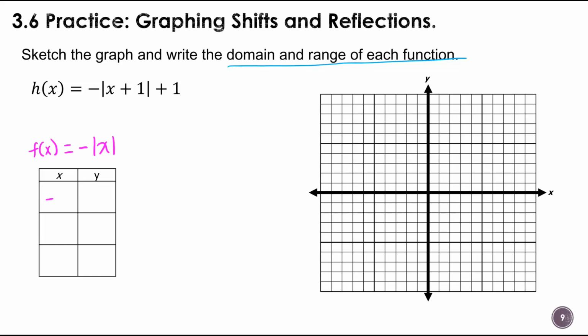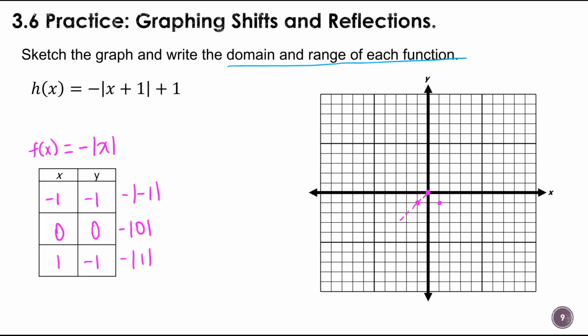So when we substitute negative 1, 0, and 1, right, the absolute value of negative 1 is 1, but then it's a negative because there's a negative on the outside. 0 is always just 0. It's not negative or positive. And then the negative or the opposite of the absolute value would be a negative 1 here. Okay, so that is our basic common graph. So negative 1, negative 1, 0, 0, and 1, negative 1. And then we'll talk about the shifting.